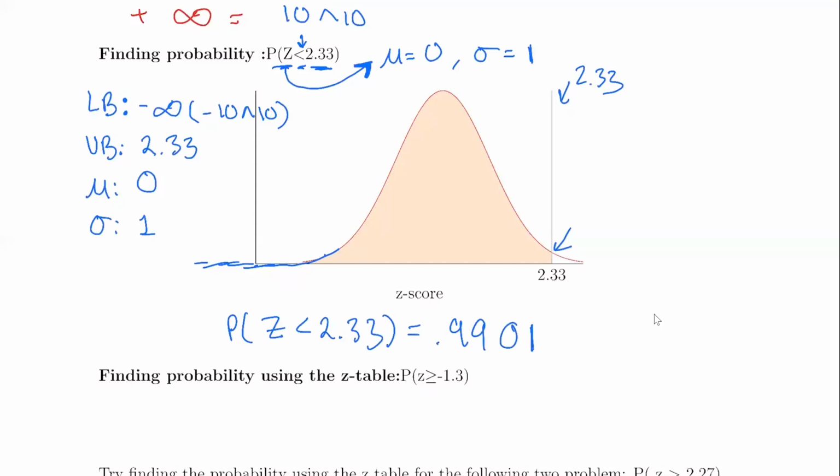Cool. All right, so this is what you were asking for. So that's how you write out the answer. Pretty much you rewrite this and you say what the probability is equal to. So the probability is equal to 0.9901. Any question for that first example?